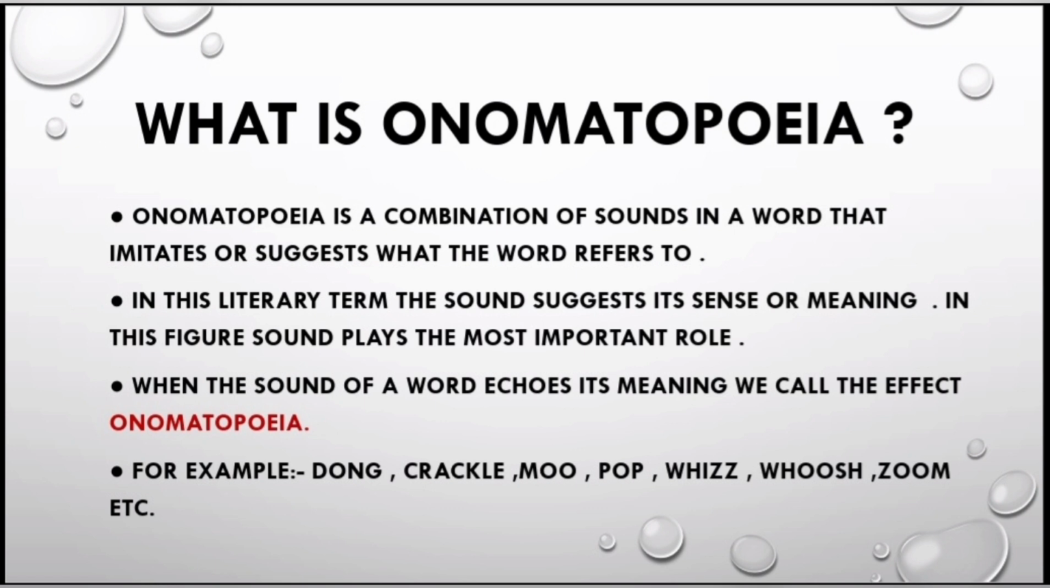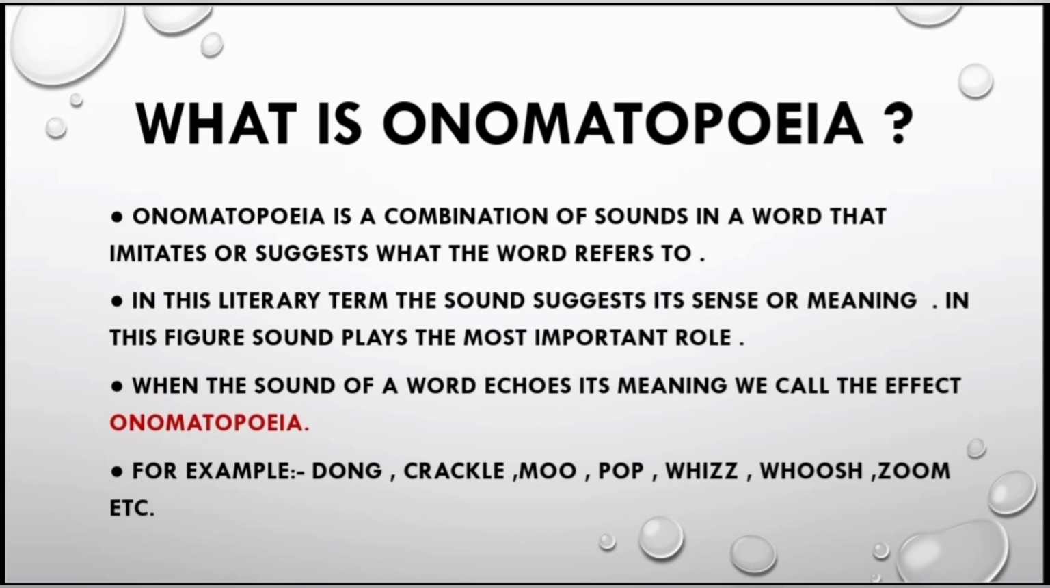Onomatopoeia in narrow sense is a combination of sounds. So onomatopoeia relates to combination of sounds in a word that imitates or suggests what the word refers to. So basically it is such a combination of words, and if you look at the word and you read the word, what effect will it produce? It will be as if the sound is imitated through a word. Okay, so basically the formation and the use of words to imitate the sound is known as onomatopoeia.